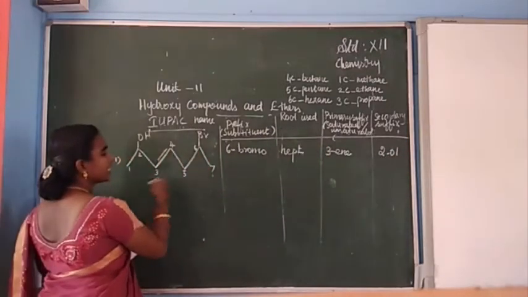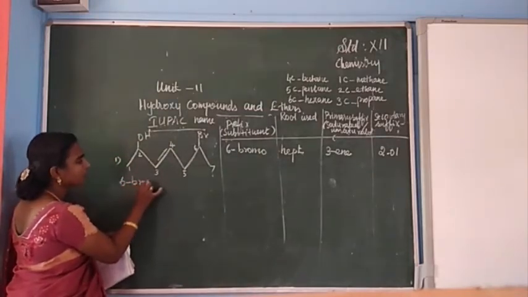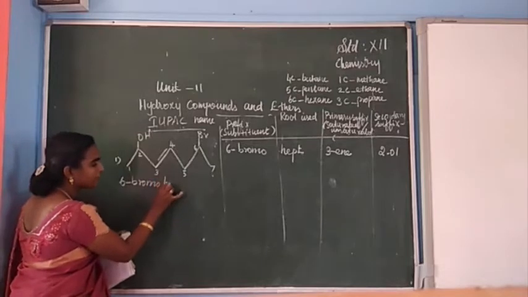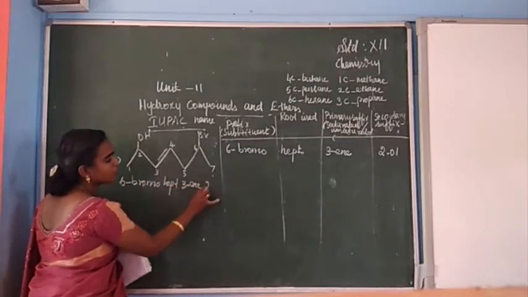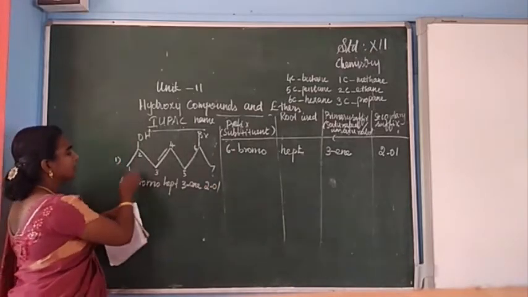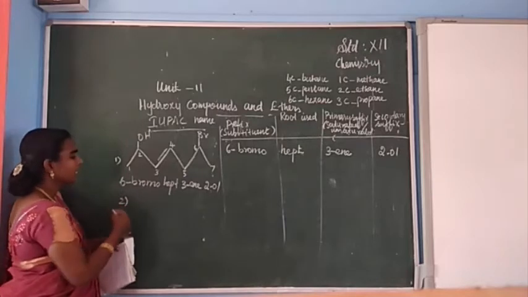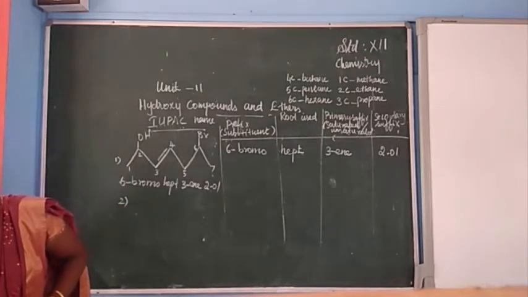We can write the name of this compound as 6-bromo hept-3-en-2-ol. So this is the name of the compound which is given in the evaluate yourself question. Next question.